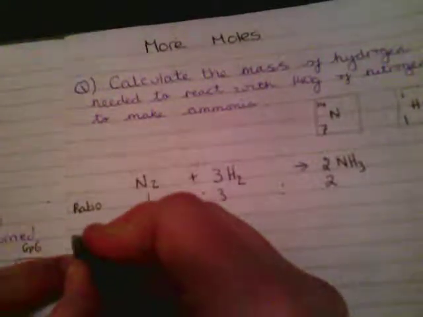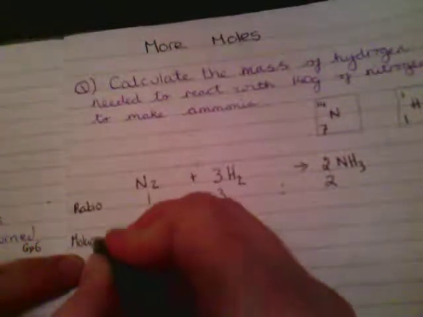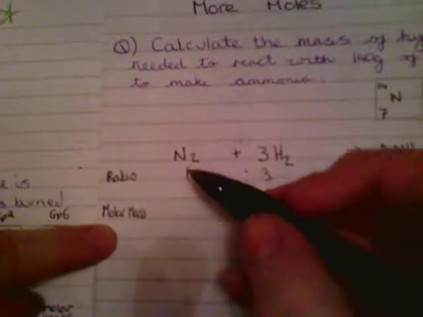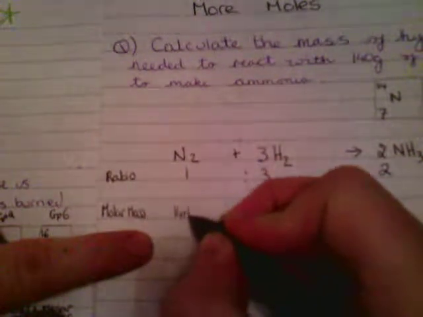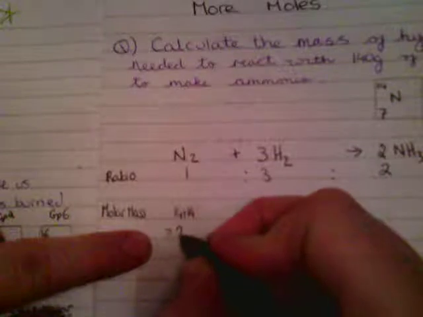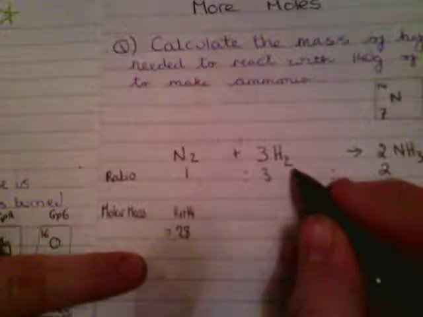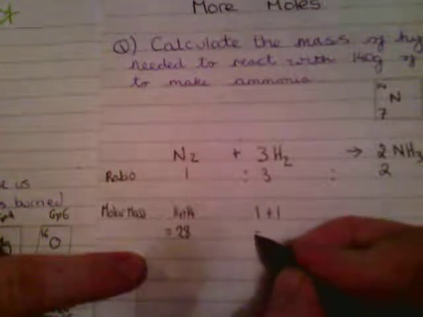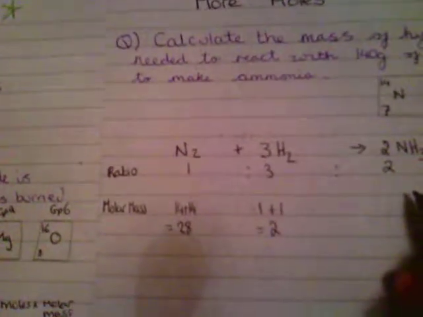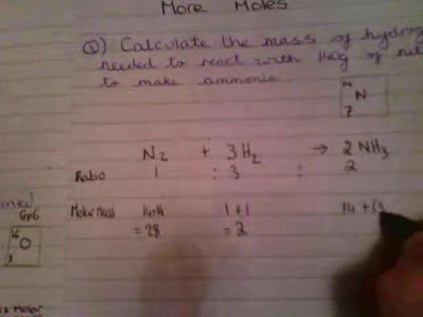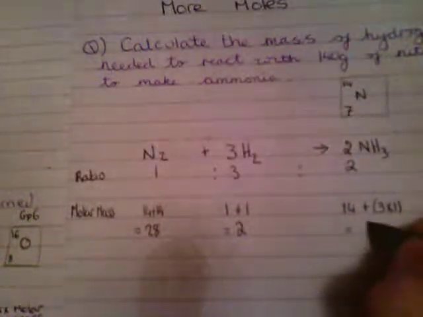Next thing, I need the molar masses. I can calculate those now. So I've got my elements here. You obviously use your periodic table. So nitrogen, the mass number of nitrogen is 14. I've got 2 of them. So I'm going to have 14 plus 14, or 14 times 2, however you prefer to lay it out, equals 28. Hydrogen, I've got 2 of those. I've got 1 plus 1, or 2 times 1 again. And then with the ammonia, I've got 14 plus 3 times 1, and that gives me 17.